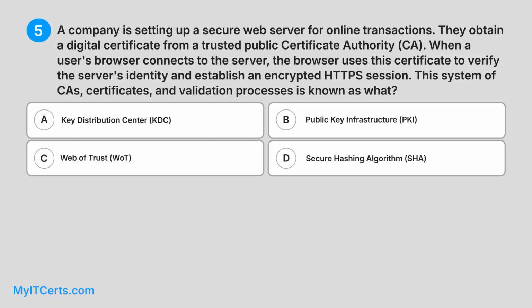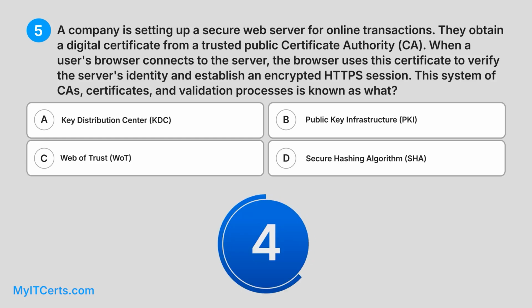A. Key Distribution Center, KDC. B. Public Key Infrastructure, PKI. C. Web of Trust, DAIN. D. Secure Hashing Algorithm, SHA. What do you think is the answer?